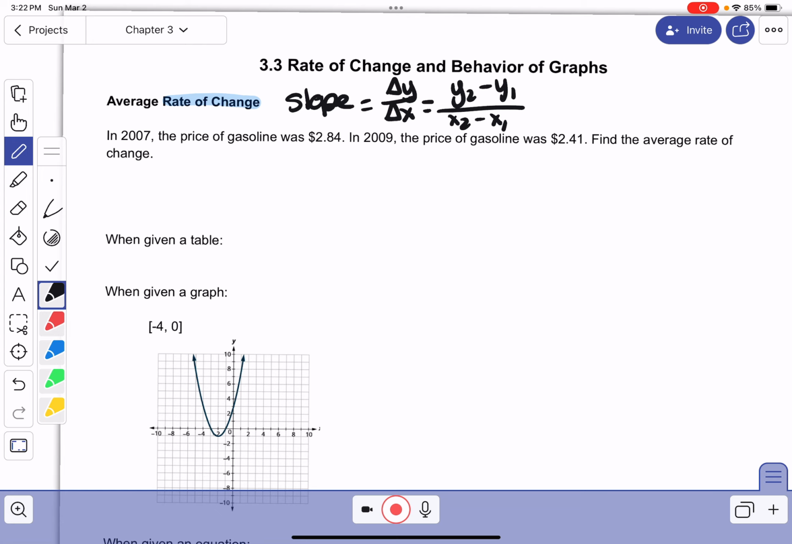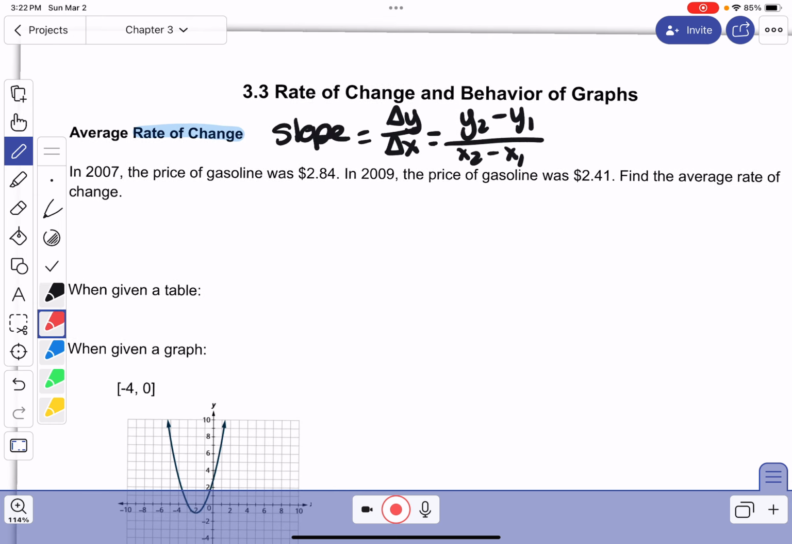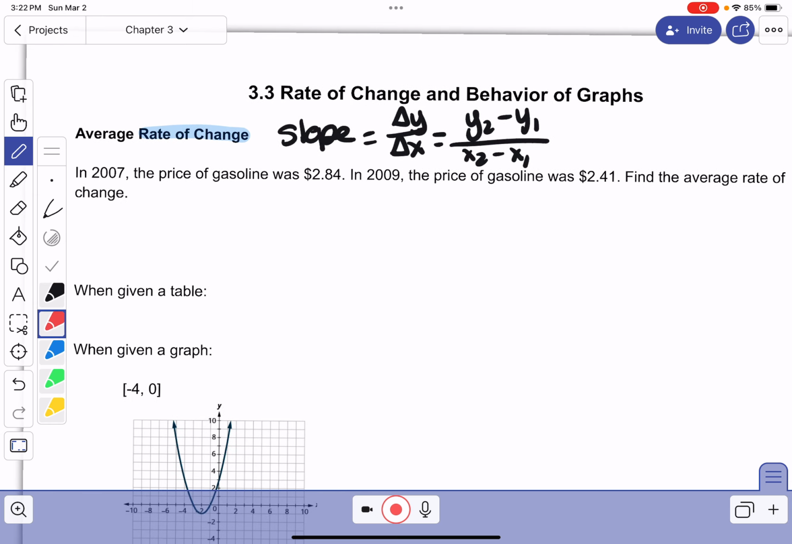When it's not linear, it's an average rate of change because it depends. It's average for whatever time frame you're talking about. So let's look at some examples. In 2007, the price of gasoline was $2.84. So that gives us a point of 2007, 284. Then in 2009, the price of gasoline was $2.41.